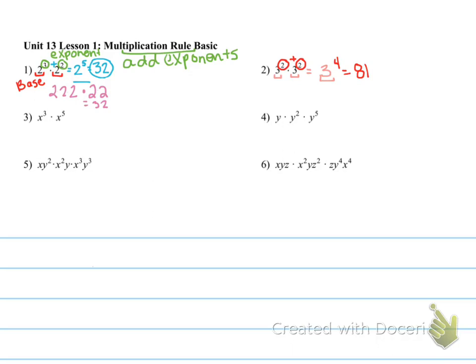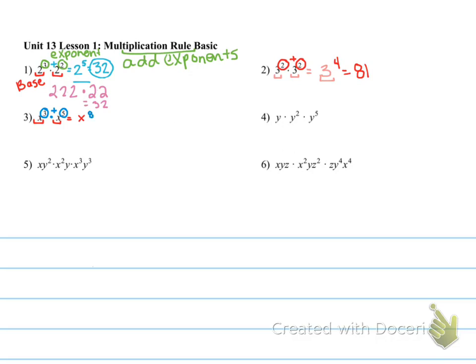Let's talk about when it's not a number. In number 3, our base is x. I've got an x here, I've got an x here, so I know my answer is also going to have the base of x. Let's take a look at those exponents. I've got 3 and I've got 5, but again we can see that we're multiplying, so we're going to add those two numbers together. So 3 plus 5 gets us 8.